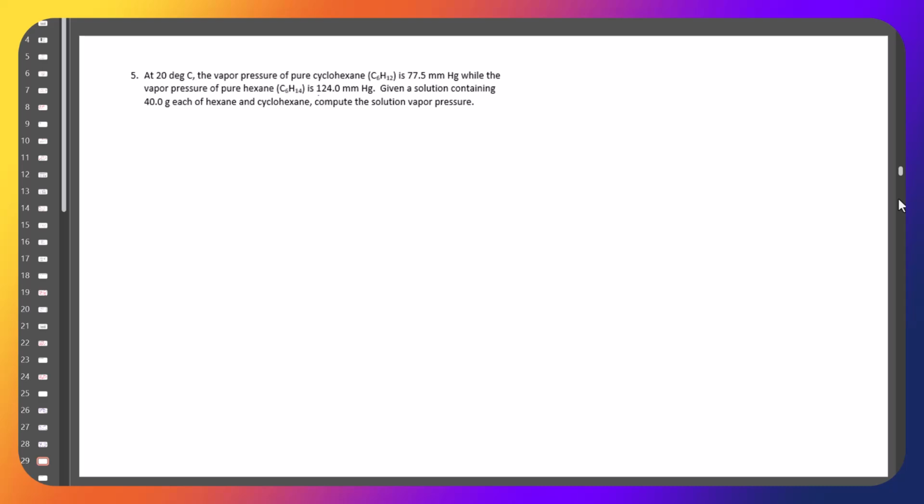So we can use this equation, P total, well, let me write it here. P total equals mole fraction of the first component, I'll call it CH for cyclohexane, times the pure vapor pressure of cyclohexane, plus mole fraction of the second component, hexane, times its pure vapor pressure. We can use this equation here.